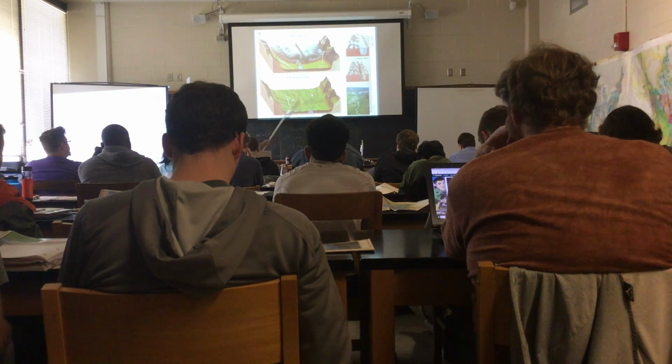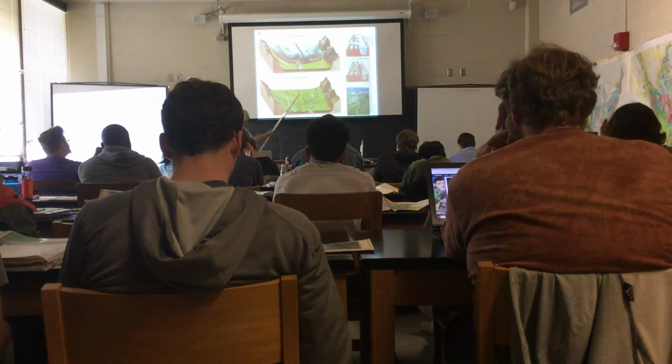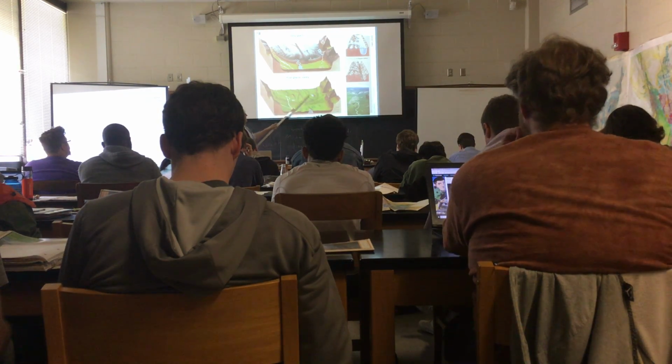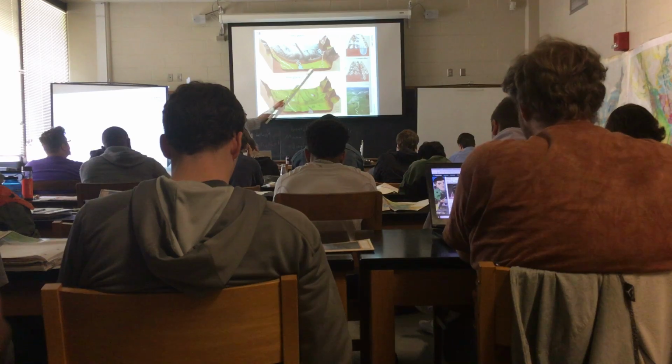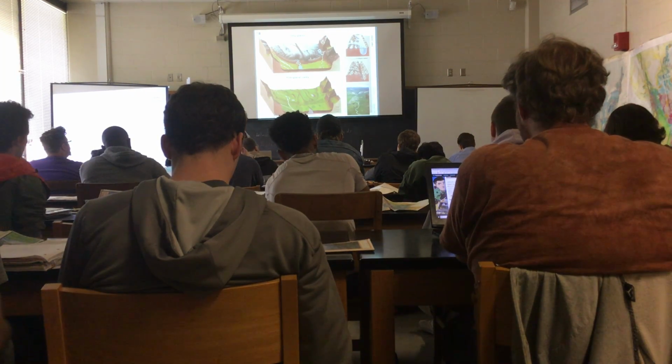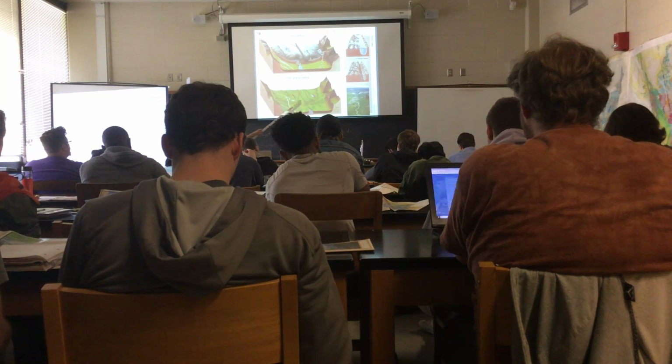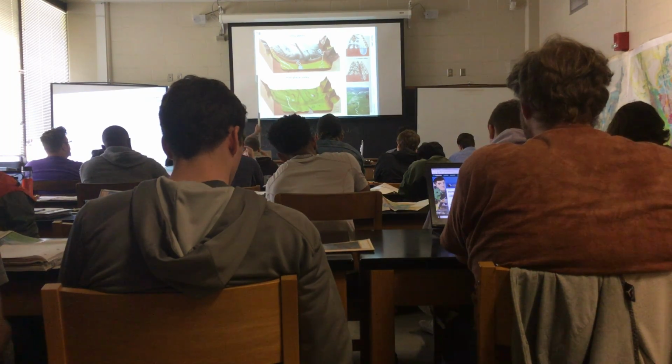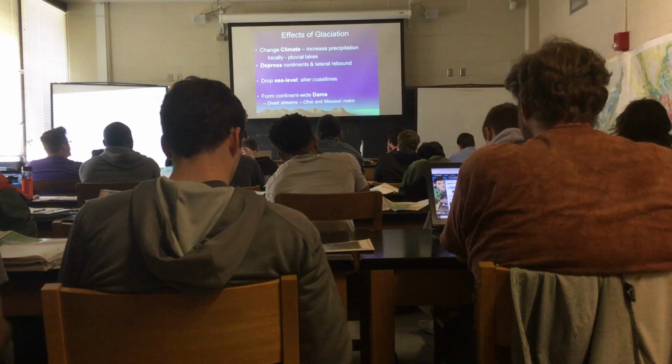And of course, all the various sculpturing features and both erosional and depositional topography. You got the nice U-shaped valleys cut out of originally V-shaped valleys and widened. And of course, you got things like terminal moraines, eskers, kettle lakes. Learn more about it as you wish.